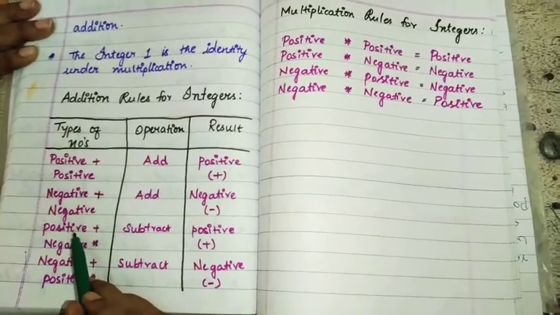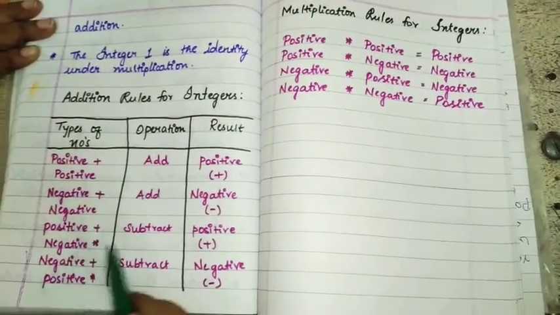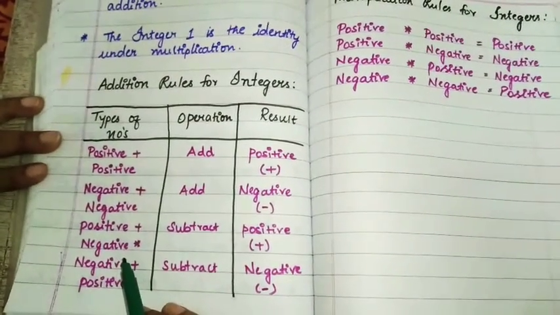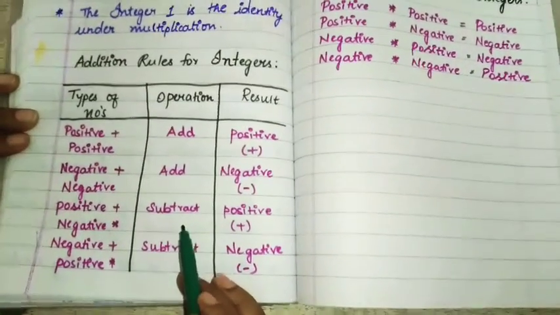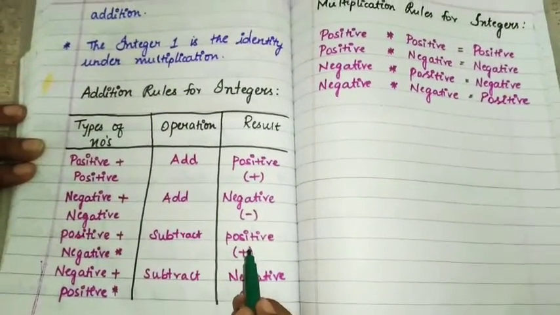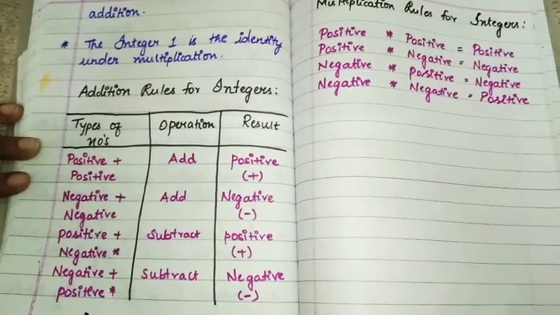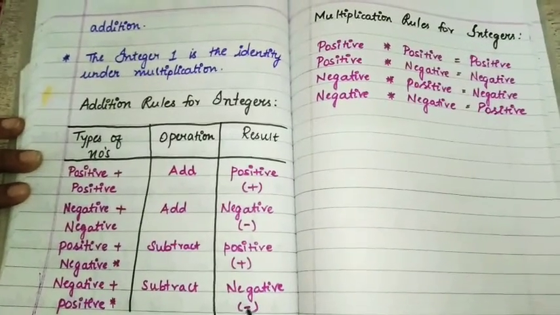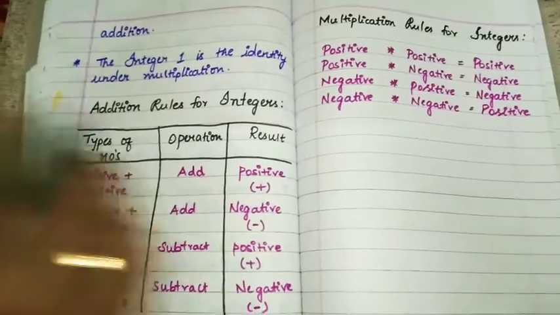Now when I have a positive number and a negative number, when I am supposed to add, I will subtract and put the greater number's sign. When I have a negative and I am going to add it with a positive number, again I will subtract and I will put the greater number's sign, which is negative. That's what I have given you in the asterisk point here.